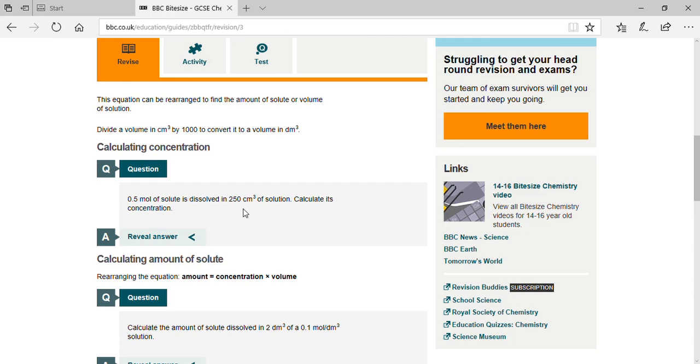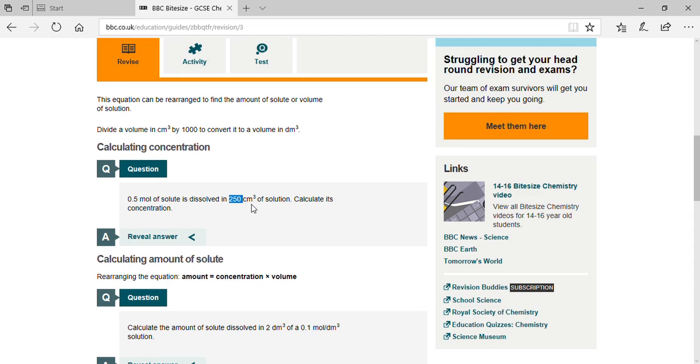Simply, 90% of students would plug in 0.5 in place of the amount of moles of solute, and 250 in place of volume, but they didn't care about cm³. When their answer is marked wrong, they say, "Sir, I did write that. I don't know why it is wrong." It is wrong because if you do not convert everything into standard form, then the answer will be wrong 100%.